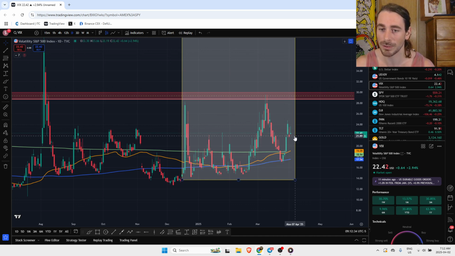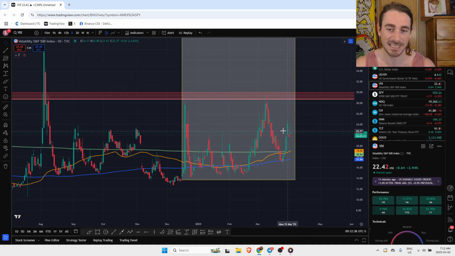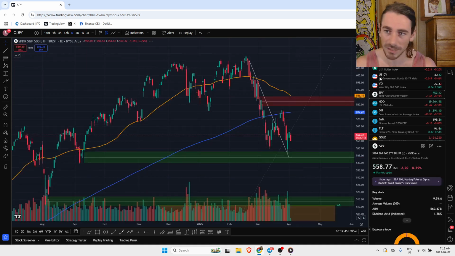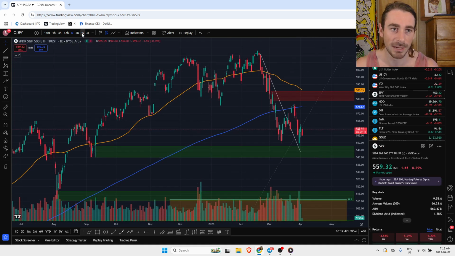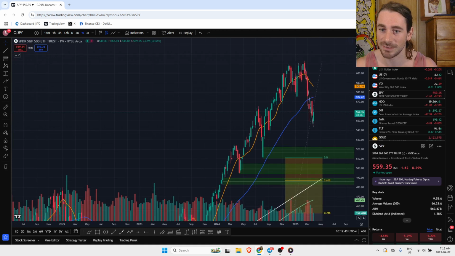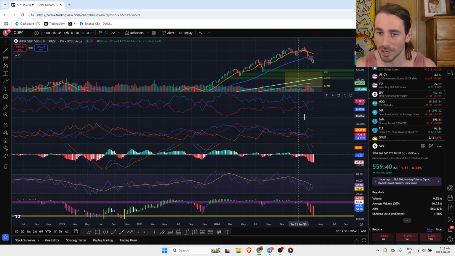And so for now, we're going to assume that volatility could continue to increase. Ideally, though, we want to see it break down, come back to these lower levels. That's what the market likes a little bit more. We're going to flip to the SPY here. We're going to look on the weekly, and then we're going to take a look at the daily and then the 4-hour, looking at all our momentum indicators.